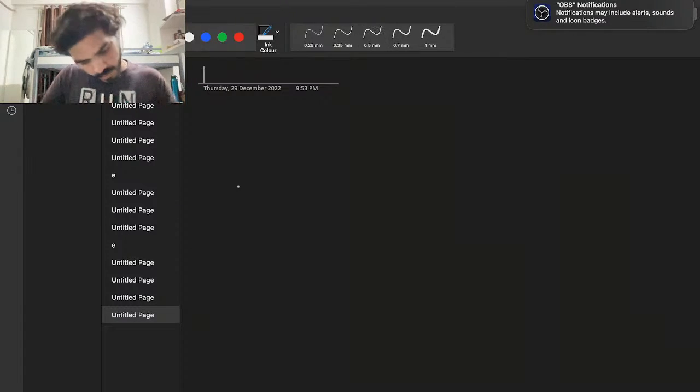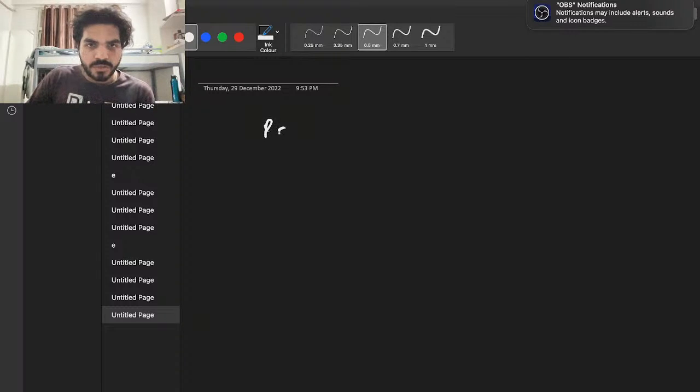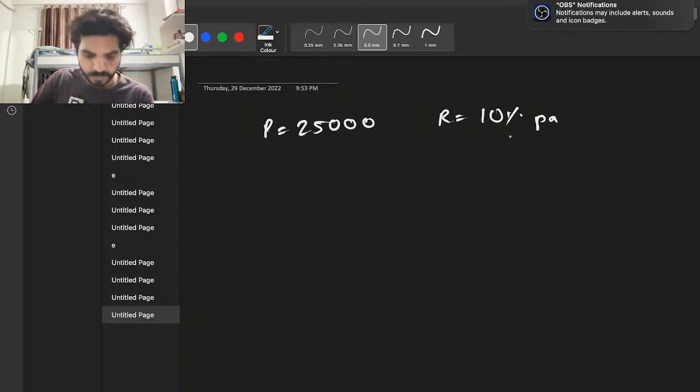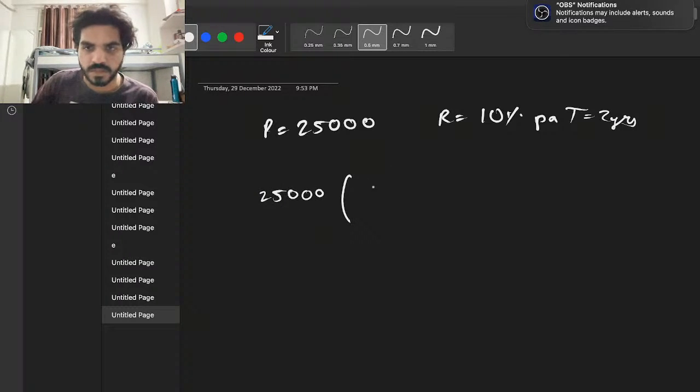The new question is: find the compound interest on 25,000 at 10% per annum, compounded annually, after 2 years. Very simple question. 25,000 into 1 plus r upon 100, that will be 110 by 100. 0, 0 cancelled out. This will be 27500.